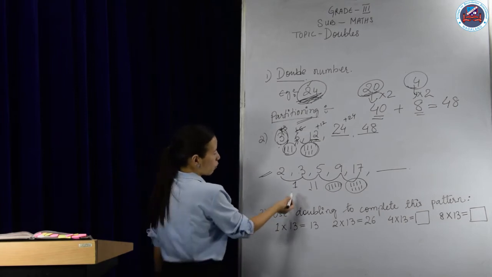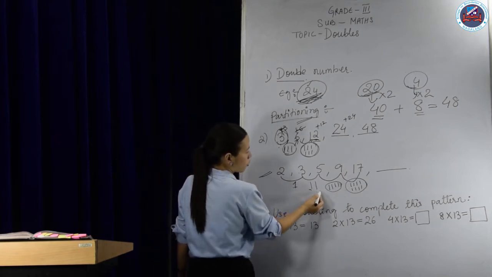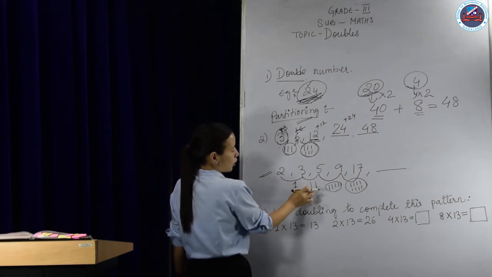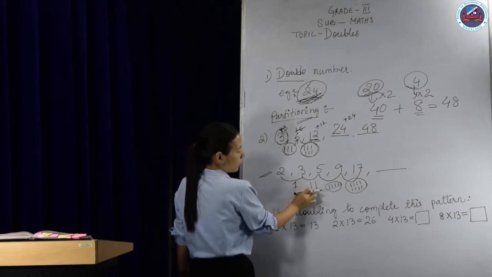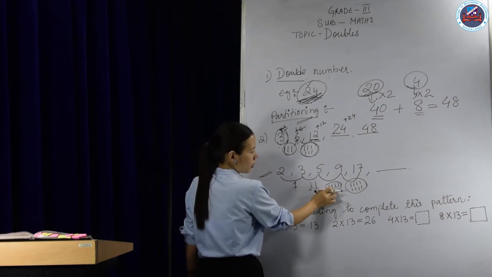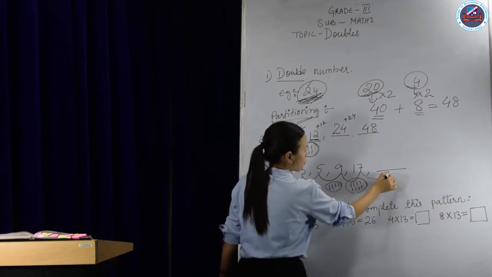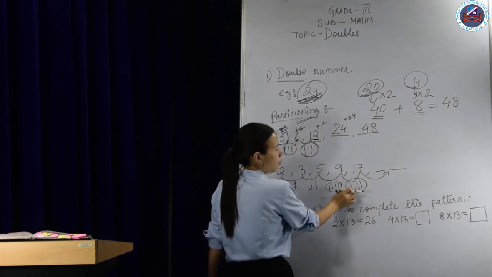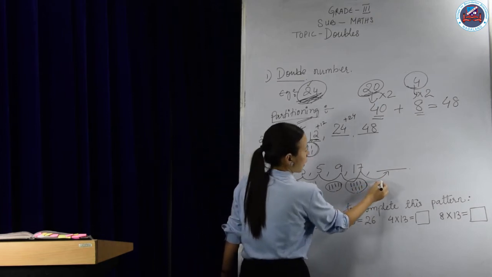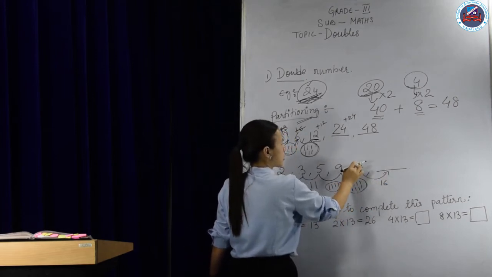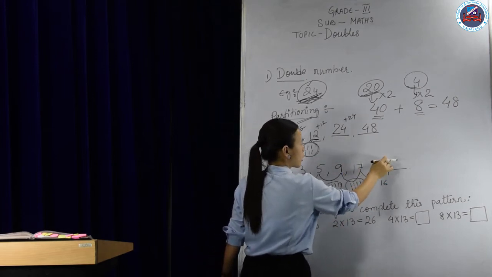So when we look at this, 1, 2, 4 and 8, we find that double of 1 is 2, and double of 2 is 4 for the next number. And double of 4 is 8. That means for the next number, you have to count double of 8. That is double of 8 is 16. So to get the next number, you have to take 16 counts.